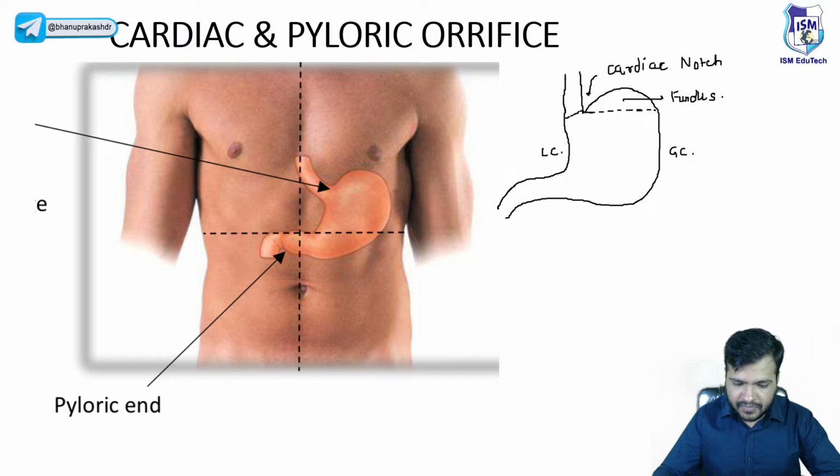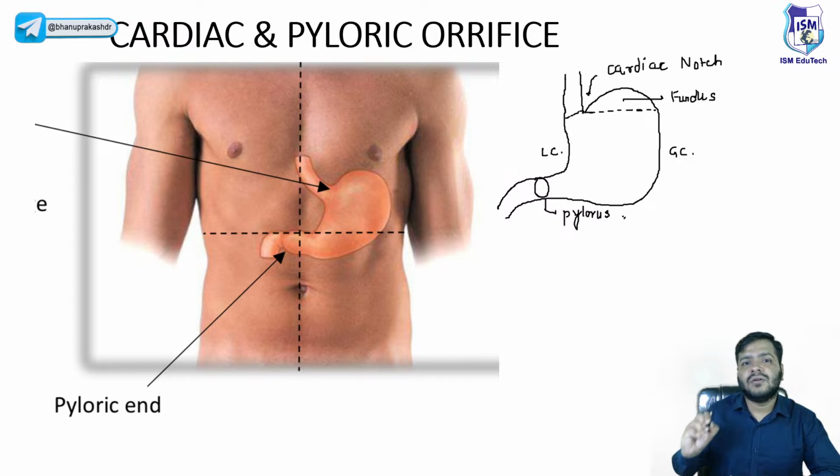So yes, the cardiac notch is separating the fundus of the stomach from the lower end of the esophagus. And the part we have downwards, you already know, is the pyloric part, the pyloric end, the pylorus part.